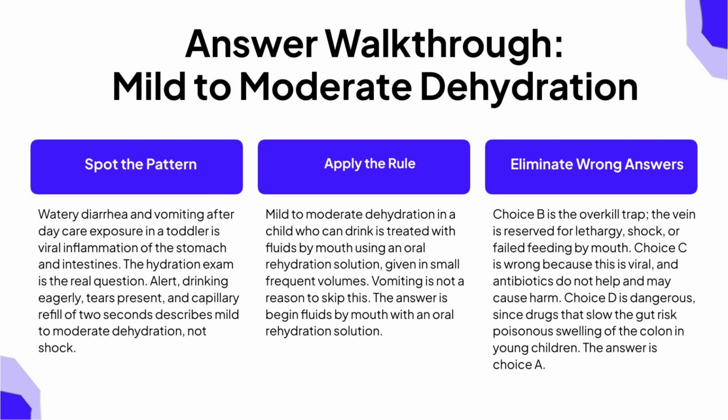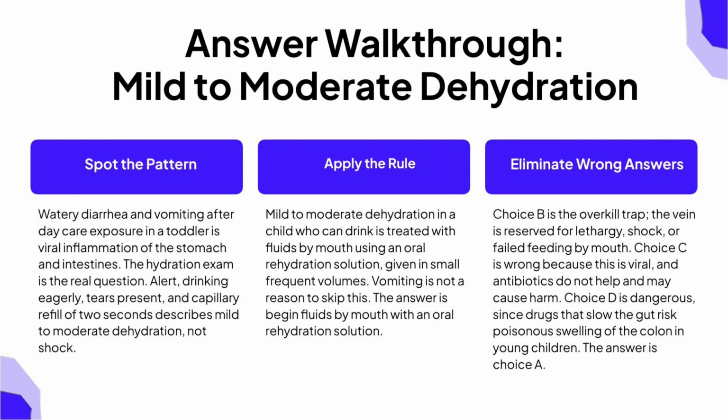Step 2. Apply the rule. Mild to moderate dehydration in a child able to drink is treated with fluids by mouth using an oral rehydration solution in small, frequent volumes. And here is the detail that catches people. The fact that he is vomiting is not a reason to skip fluids by mouth. You give small sips more often.